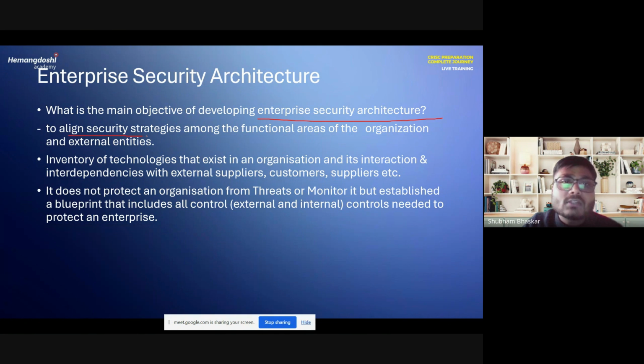To align security strategy among the functional areas of the organization and external entities, which is just a fancy way of saying that you align the strategy you are making to all the departments of the company. And if you have any external entities, you will apply the same security architecture to all of it.